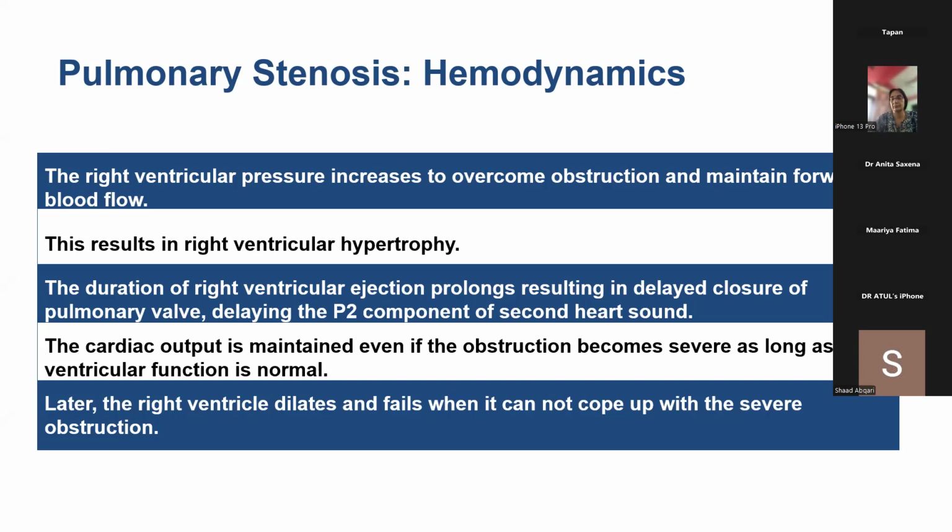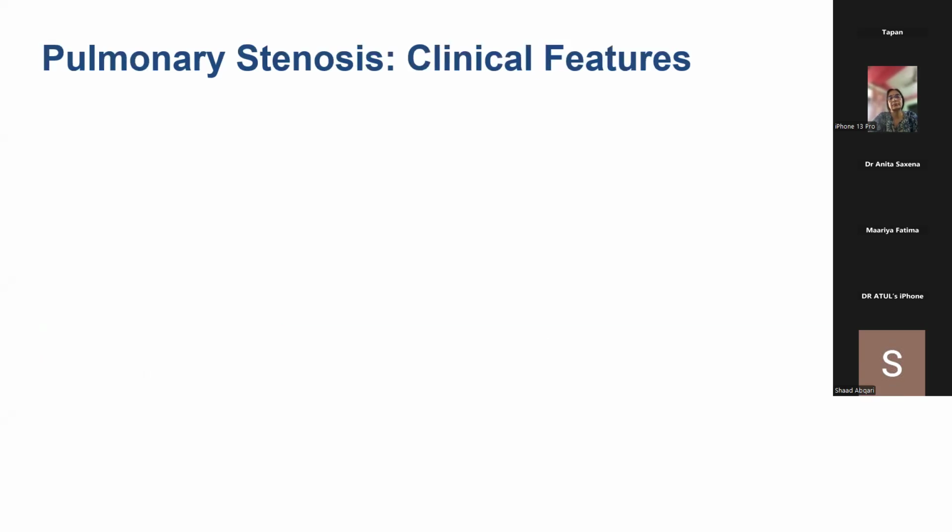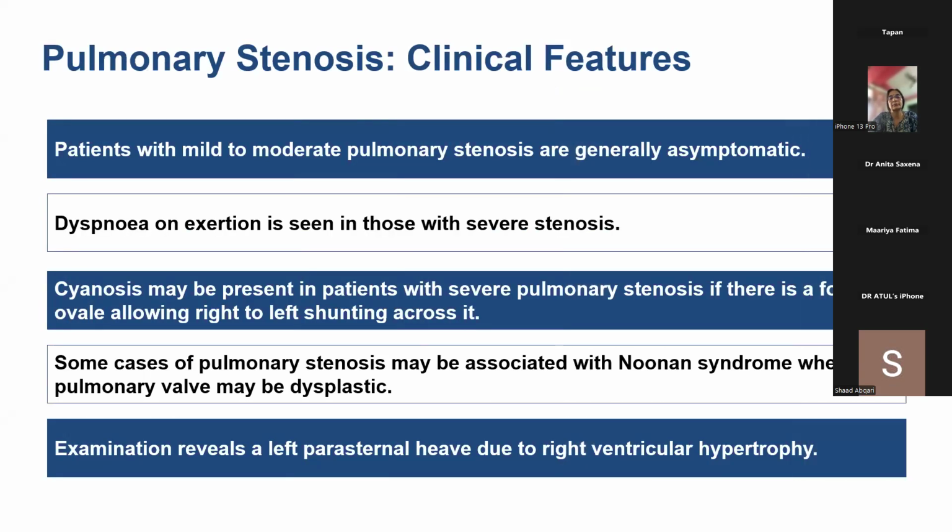Cardiac output remains normal, even if the obstruction is severe, as long as the right ventricle is able to pump all the blood into the pulmonary artery, and that happens when the right ventricular function is normal. But at some point, when the obstruction becomes critical, the right ventricle fails, it dilates, and it is not able to cope with the severe obstruction, and there the cardiac output falls, and therefore pulmonary blood flow also becomes less. So as far as clinical features are concerned, they're often asymptomatic.